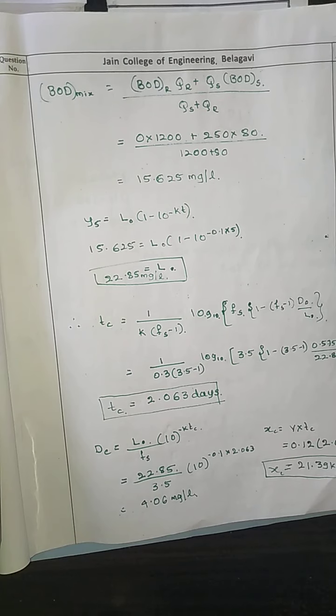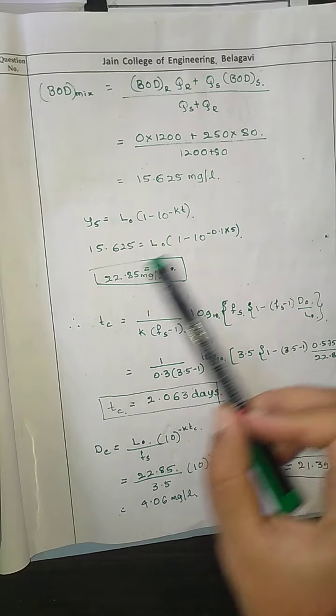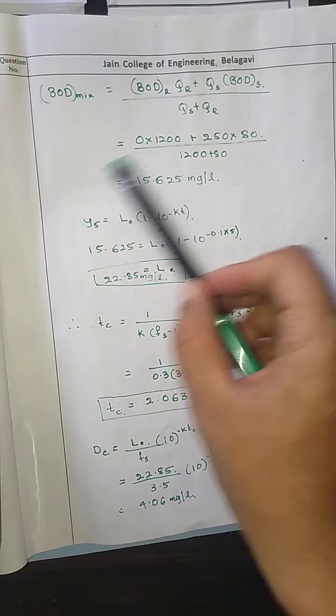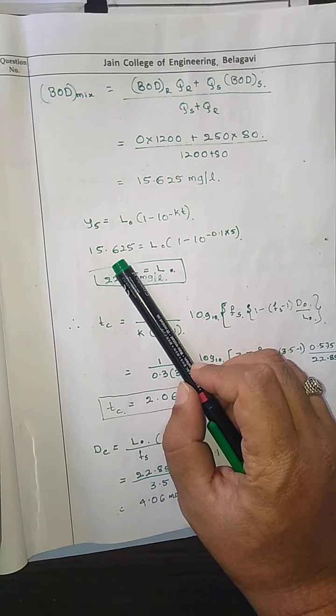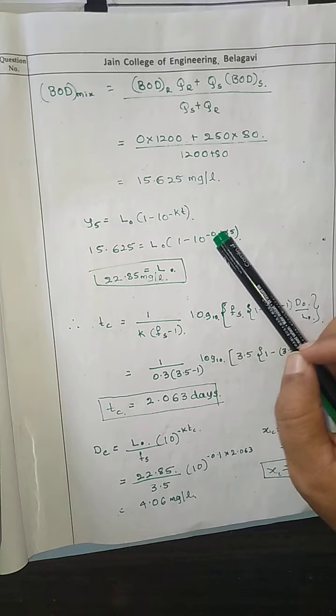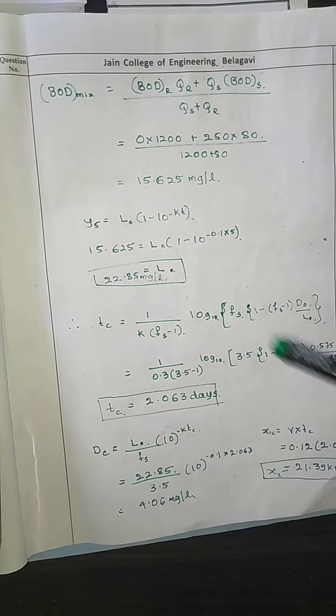Then Y t is equal to L naught into 1 minus 10 to the power minus KT, with t as 5 days. So Y 5, the BOD of the mix at 5 days, we have already determined. So 15.625 is equal to L naught into 1 minus 10 to the power minus K t, where K is given as 0.1, and the 5-day BOD time is 5 days. So L naught is 22.85.